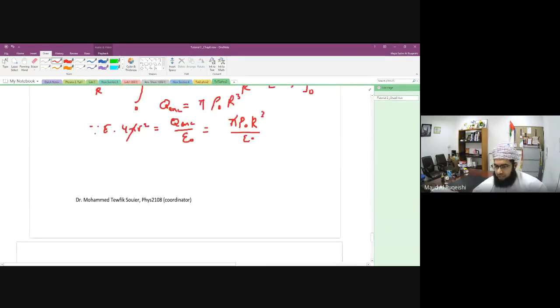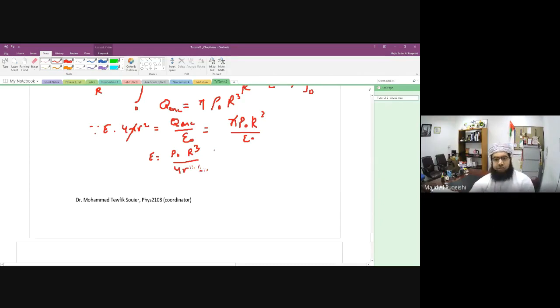So this is the Gaussian surface, and this is the Q enclosed, and we have here 4. So the 4 and r squared will be down here, and at the end of the day E will be equal to rho naught R capital cubed divided by 4 r squared epsilon naught.